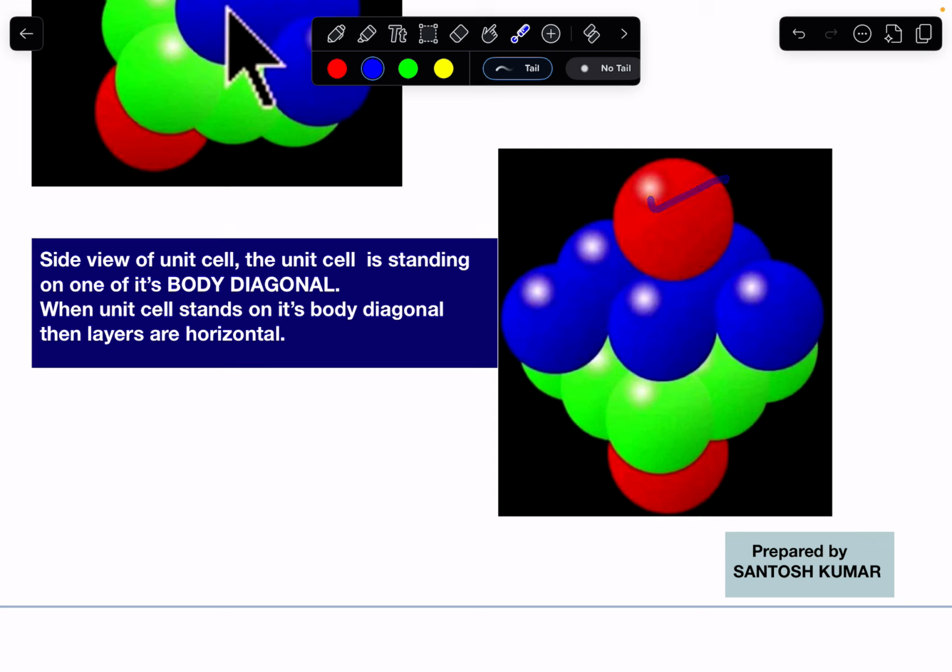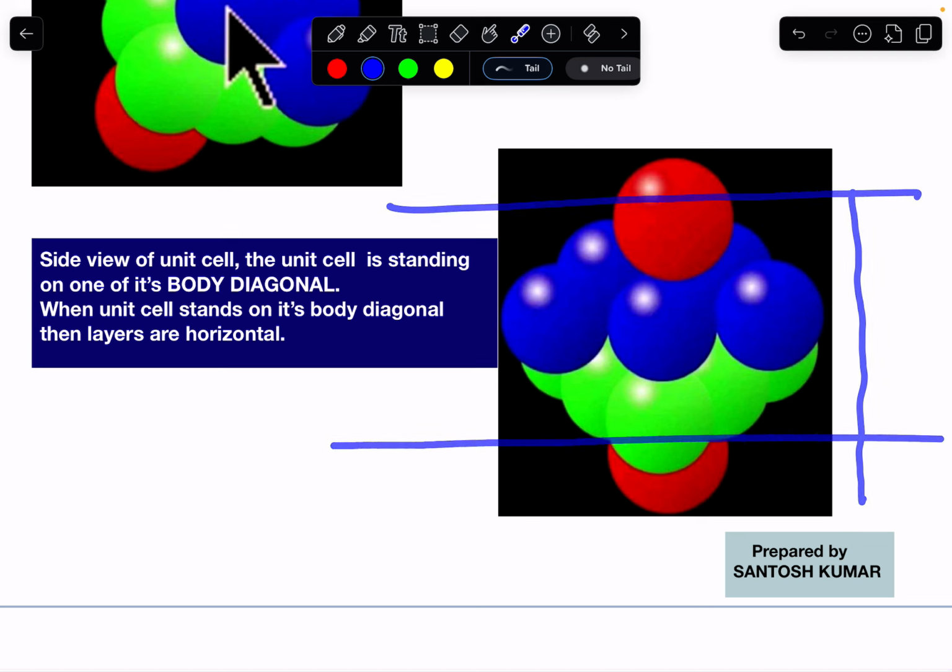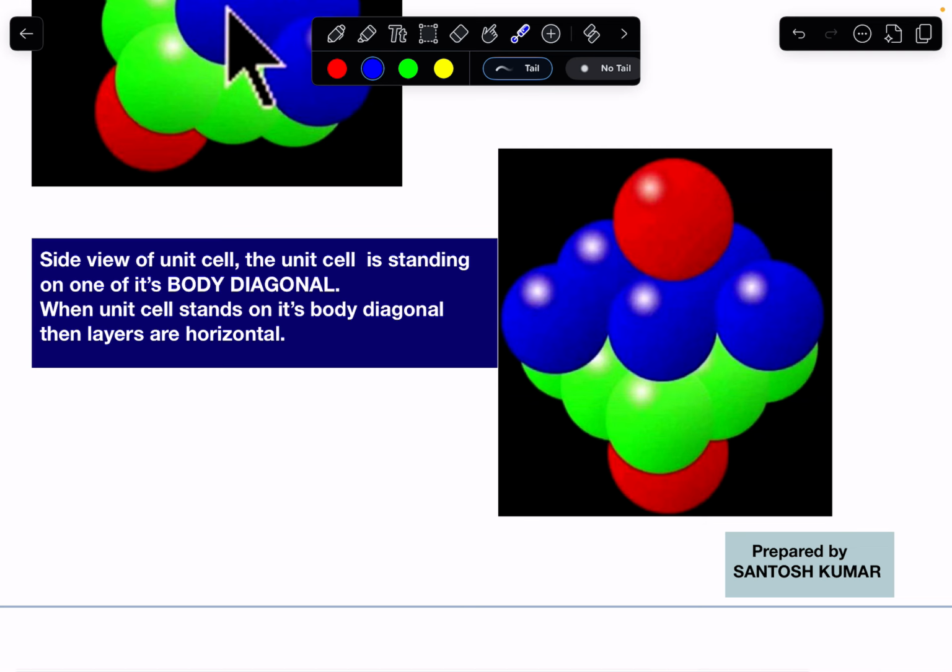First layer particles, second layer particles, third layer particles, and fourth layer particles. And this is a particle of layer 1. This is a particle of layer 4. Now the unit cell is standing on one of its body diagonals. Then the layers are horizontal, and the distance between these two particles, layer 1 and layer 4, is root 3 a, root 3 times a.